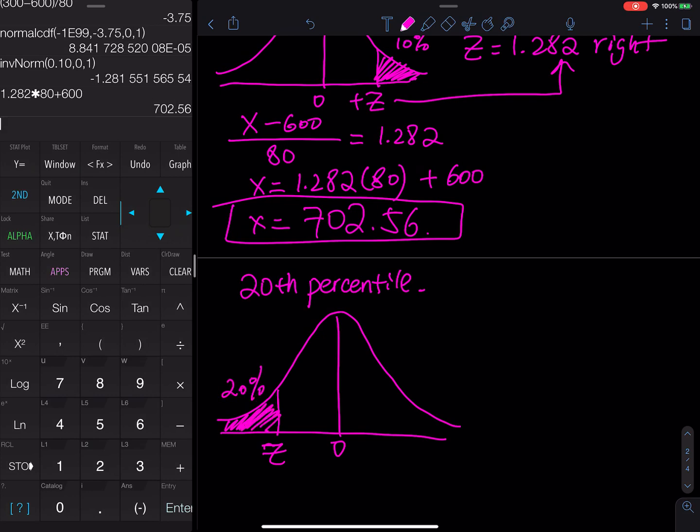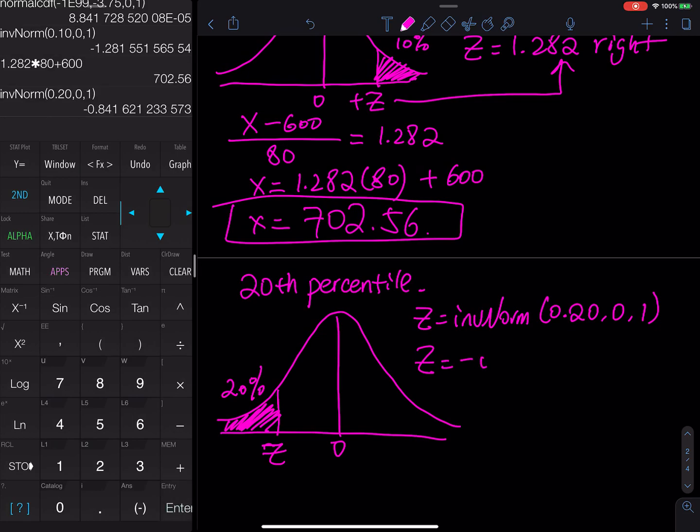That would be the bottom 20%. And then what is this z? This z is inverse norm 0.20, 0 and 1. So inverse norm of 20%, second was inverse norm 0.20, and then 0 and 1. What do you have? You have negative 0.842. Do we remove the negative? No, we don't, because this z is on the left side. We don't need to remove the negative.